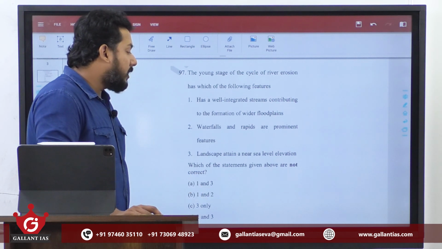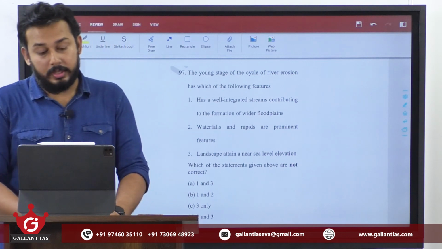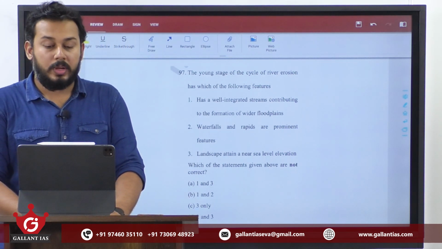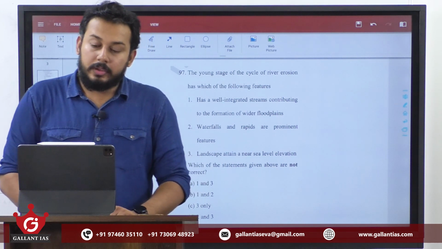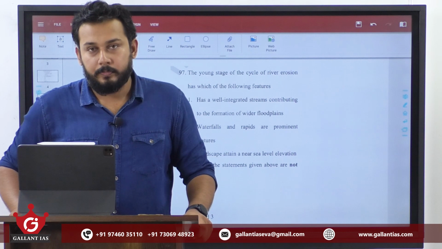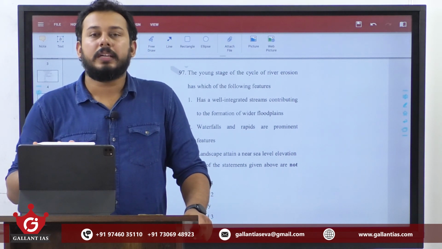Which of the statements given above are not correct? 1 and 3 only, 1 and 2, 3 only, and 2 and 3 only. The question is regarding young stage of cycle of river erosion. We have a concept called as cycle of erosion.